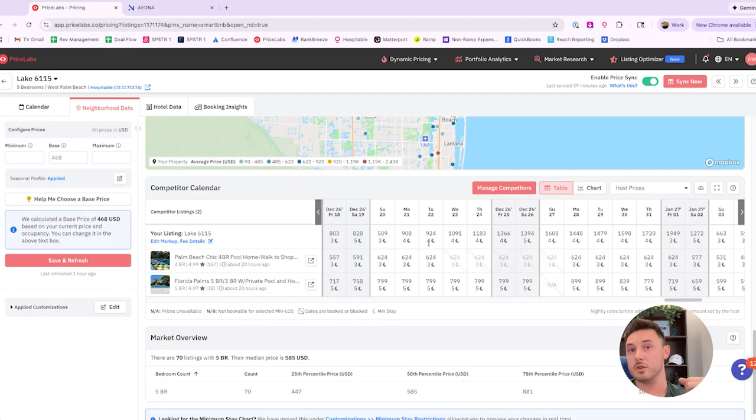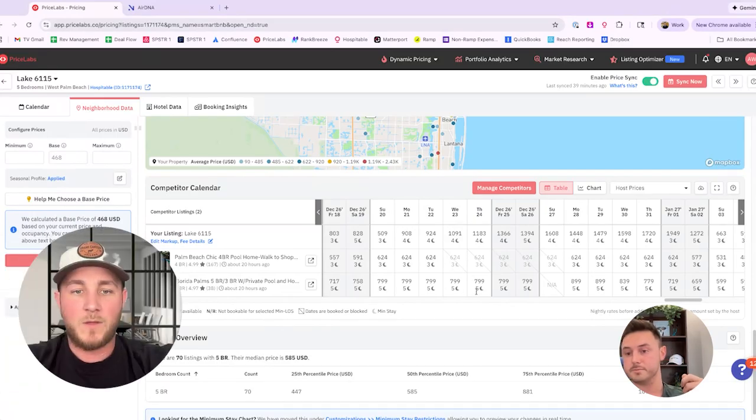And it also shows your minimum nightly stay compared to your competitors. So I can see we're at a 4-night minimum for Christmas and New Year's. These guys were at a 3, and these guys are at a 5. That's awesome, man. Super helpful. I love that. And I love that you can set your comps.